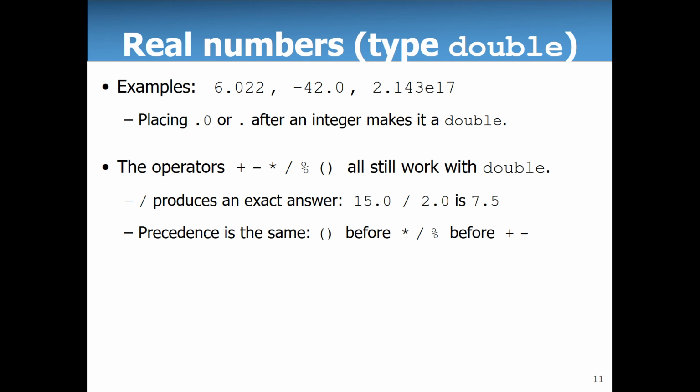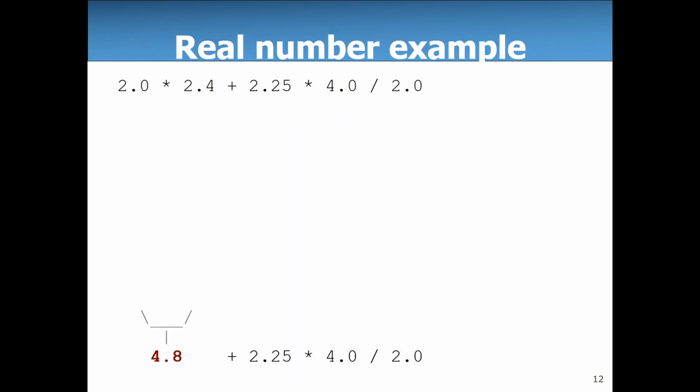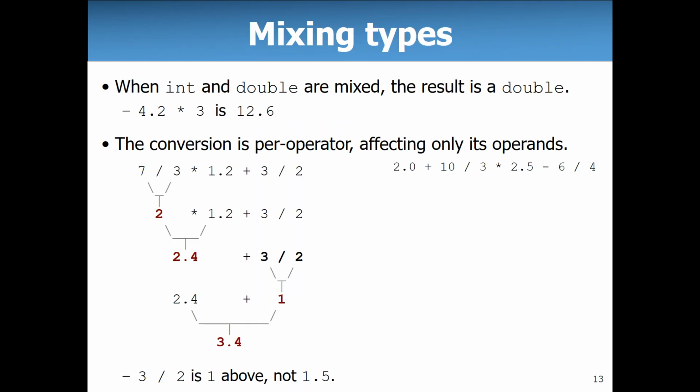The only difference is what happens when we combine them. When an int and a double get mixed, the result is a double. So 4.2 times 3, that 3 gets converted to a 3.0. Okay, so the important thing is that it's not for the entire expression, though. It happens basically on a case-by-case basis.